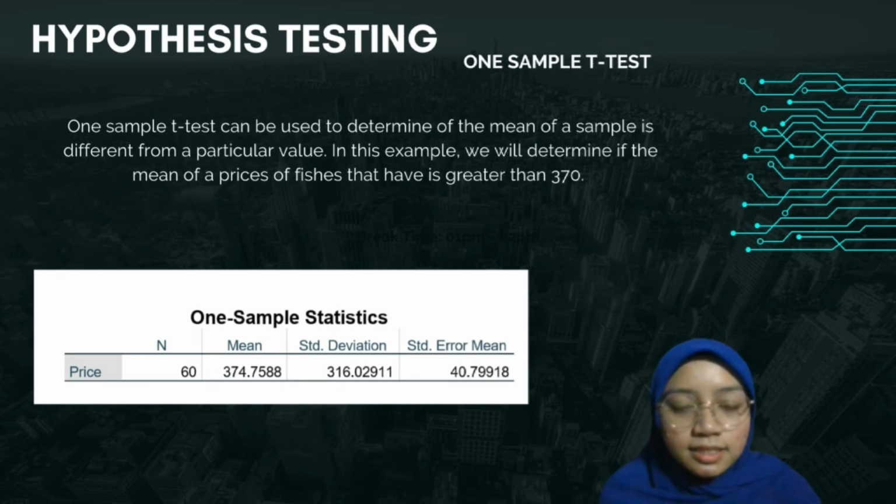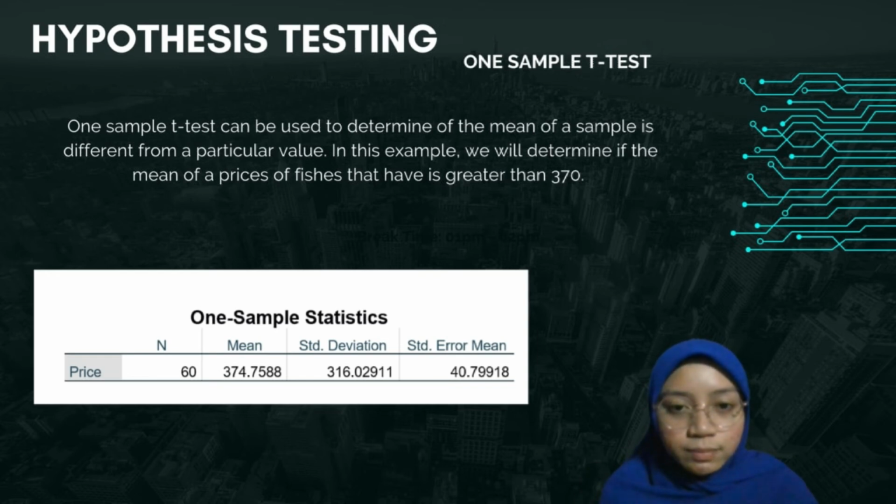One sample t-test. In this example, we will determine if the mean of prices of fish is greater than 370. The box shows that this data has 60 observations. The mean of the price of fish is 374.7588, and the standard deviation of the prices of fish is 316.0291.